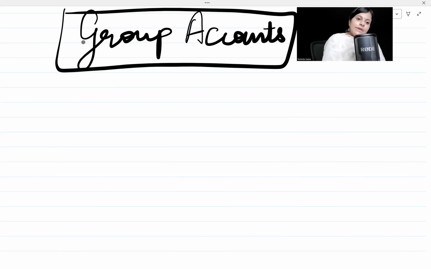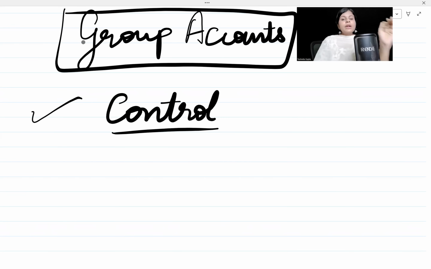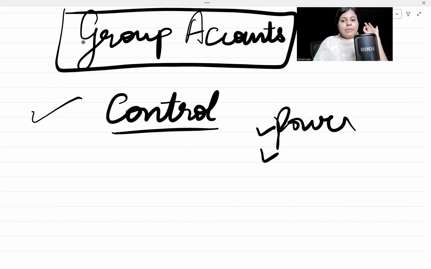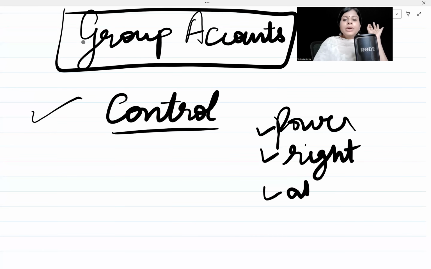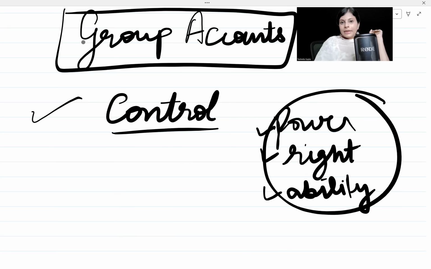So in group accounts, we have to first of all know what is the definition of control. Control arises when you have power over the investee. You have the right over the variable returns. That means either it's a profit or a loss, you have a right over it, and you also have the ability to affect those returns. So if these three conditions are met, then you have control.